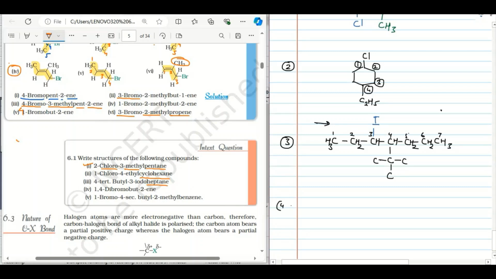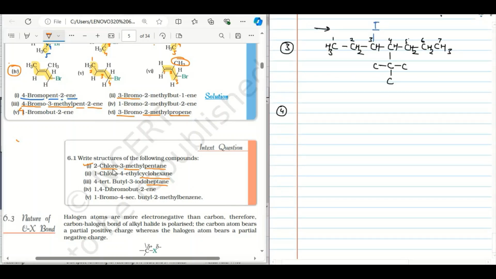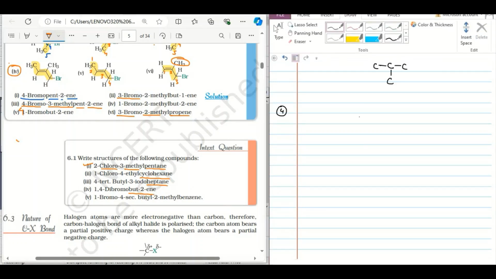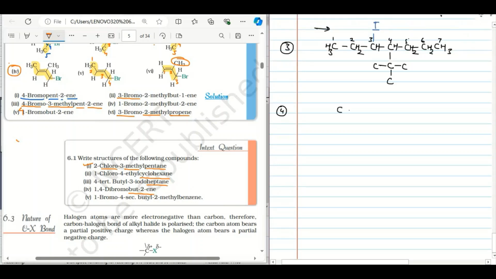Now come to the 4th structure. 4th one is 1,4-dibromo-but-2-ene. So the parent is but-2-ene. Parent is 4 carbon long and at the 2nd position double bond is there. So this is the 4 carbon long parent chain. When you number it from left to right, 1, 2, 3 and 4. At 2nd position double bond is there. So I will place the double bond between 2nd and 3rd carbon. And 1 position and 4 position are occupied by bromine.